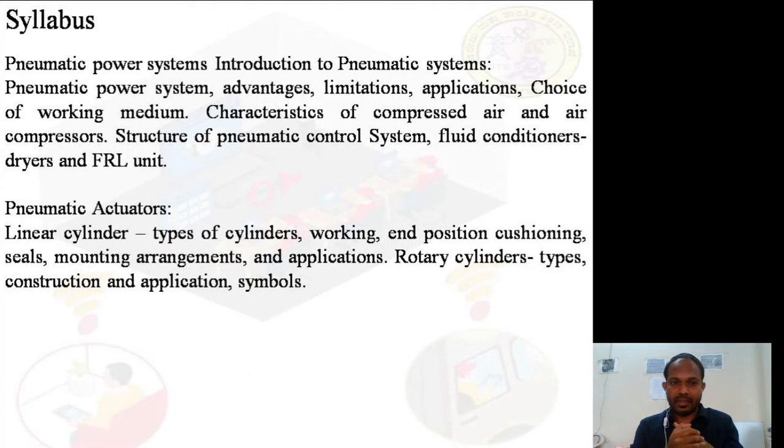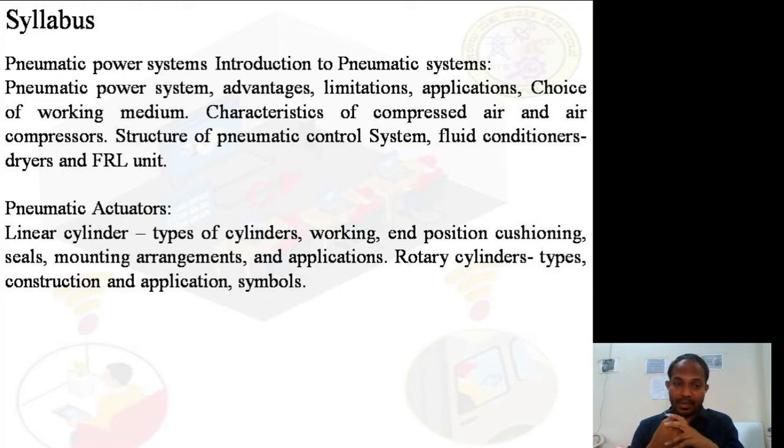So the syllabus as per the university comprises the pneumatic power systems introduction. In that: introduction to pneumatic systems, pneumatic power systems, its advantages, limitations, applications and choice of the working medium, and what are the characteristics of compressed air, and why we have to study the characteristics of compressed air is also an important one.